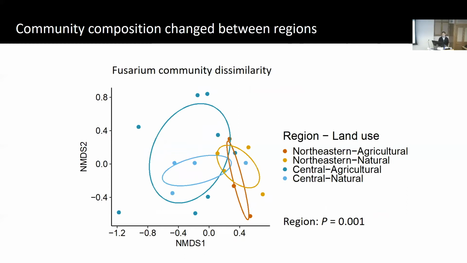Each point on this plot represents a field site, and the distance between points shows the relative difference between their Fusarium communities. The color scheme has changed now. Orange represents northeastern New York, blue central New York, darker colors stand for the agricultural sites, and lighter for the natural sites. And you can see that while the regions are slightly separated, the two land uses are not differentiated at all.